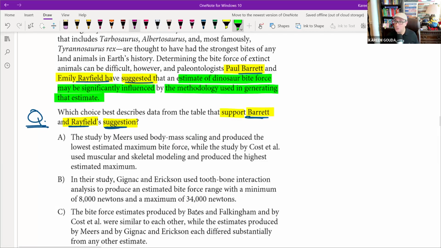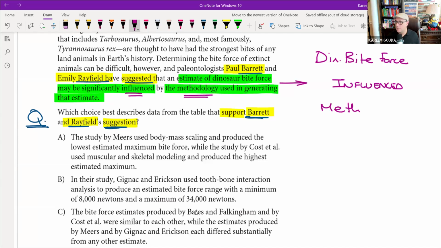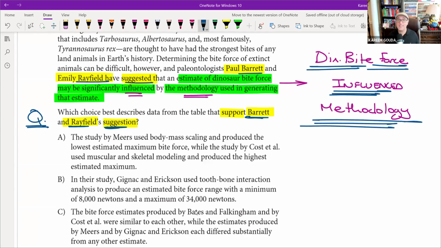All right, so we write our note on the blank piece of paper that we have with us on the test. What are we going to write? The dinosaur bite force significantly is influenced, so it changes based on, it is affected by the methodology. The methodology. So the methodology is what influences the dinosaur bite force. Keep in mind, I didn't read the text, I didn't read the table, I have no idea what we're talking about, but I just got something we called question keyword skill, and we basically know what we're looking for. We're looking for data from the table that supports this idea that the dinosaur bite force is influenced by methodology.